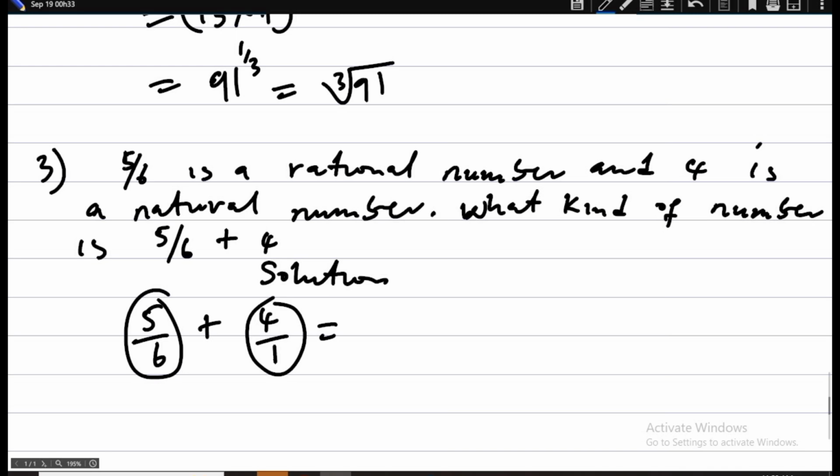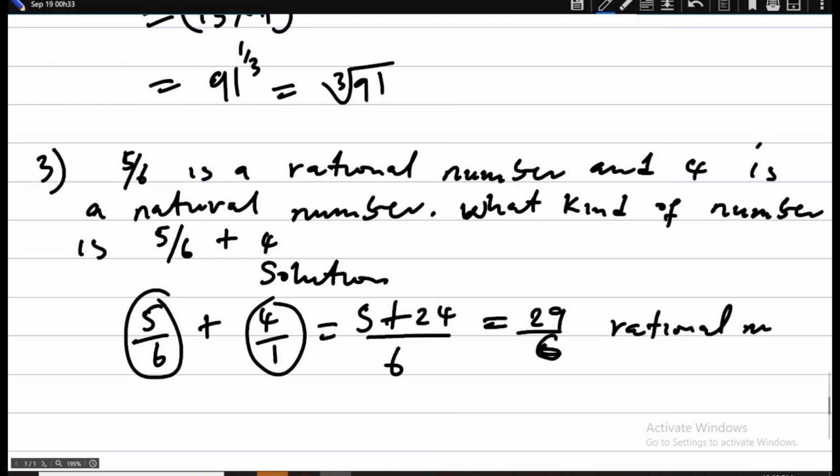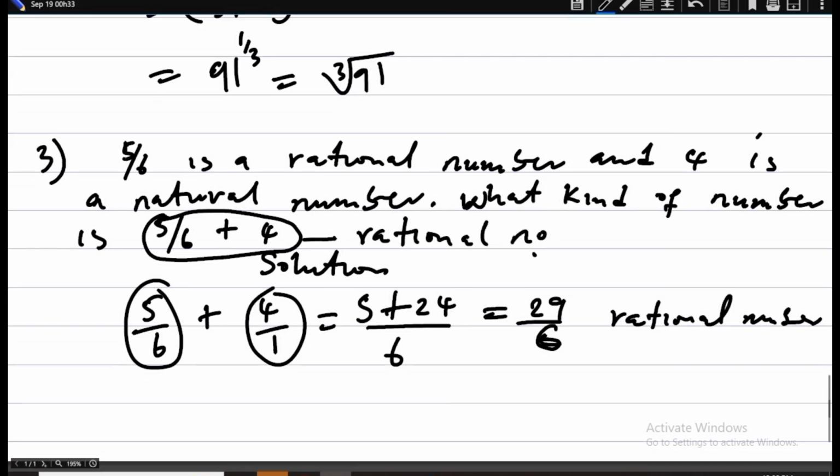So if you add 5/6 plus 4, I'm going to have 29/6. You see that the LCM here is 6. I'm going to have 5 plus 24, which will give us 29/6. Okay, so this is equally a rational number. So therefore, the combination of these two numbers is equally a rational number. All right, so go to question number 4.